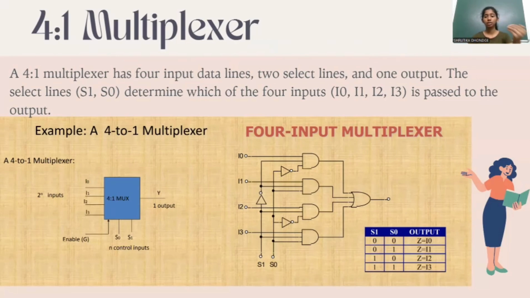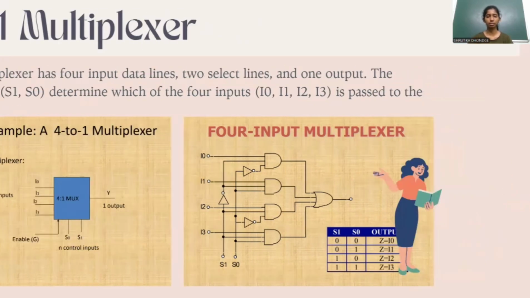So this is the circuit diagram for the 4:1 multiplexer, and here is the truth table for the multiplexer. When both select inputs are low, one is low and one is high, or both are high, what the output condition for the multiplexer is, is given in the truth table of the 4:1 multiplexer.